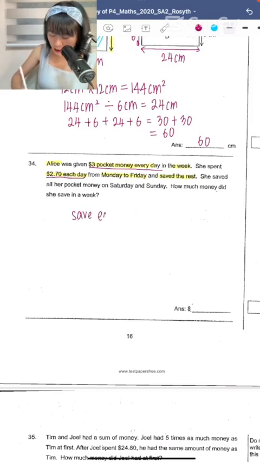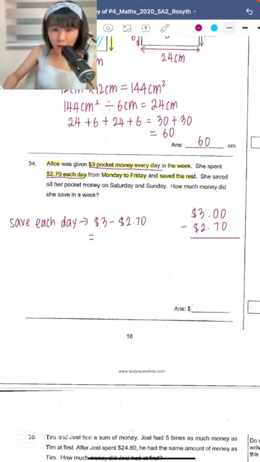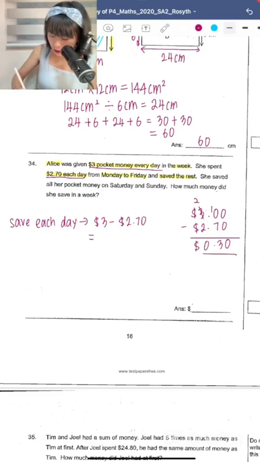Saved each day must be the money that she gets minus what she spent. $3 minus $2.70. Just to revise with you, to do the subtraction, you should put 3.00, then minus 2.70. 0 minus 0, 0. 0 cannot minus 7, borrow. So borrow from 2, now here becomes 10. 10 minus 7, you get 3. 2 minus 2 is just 0. So you end up with 30 cents that she saved every day.